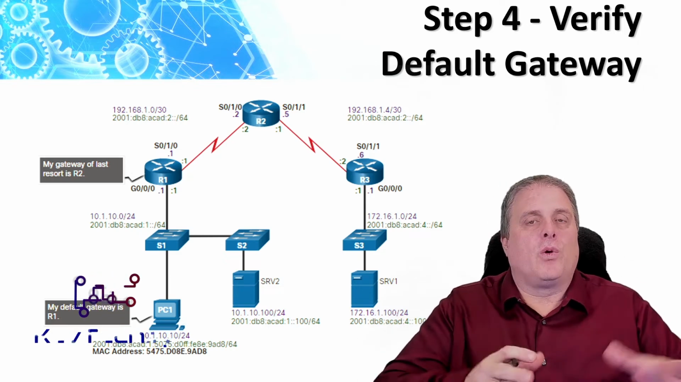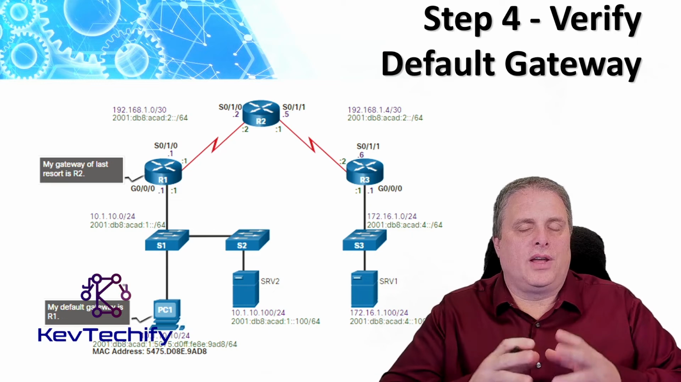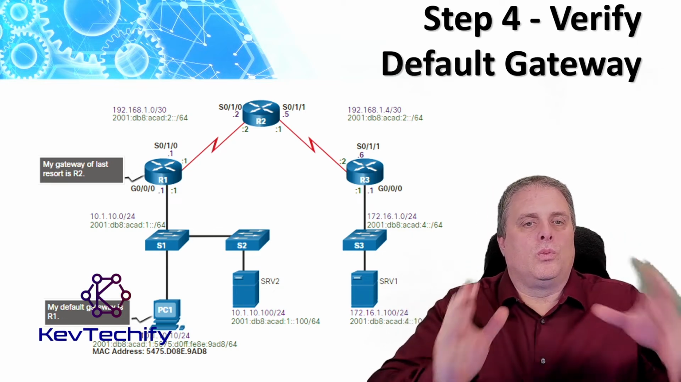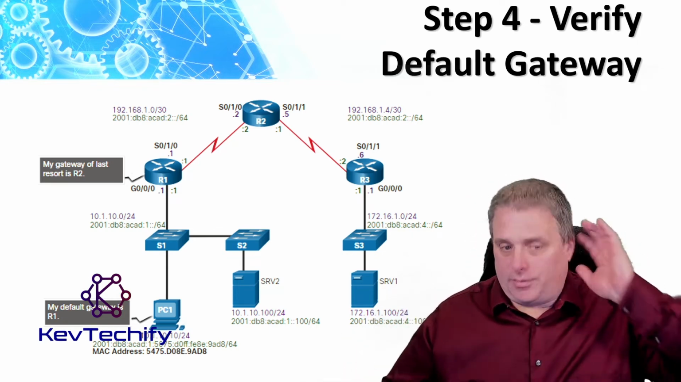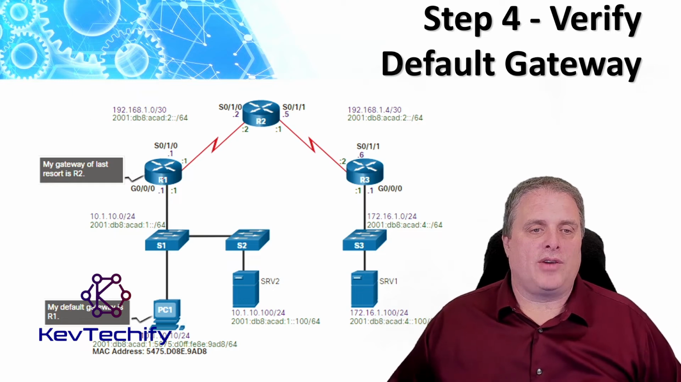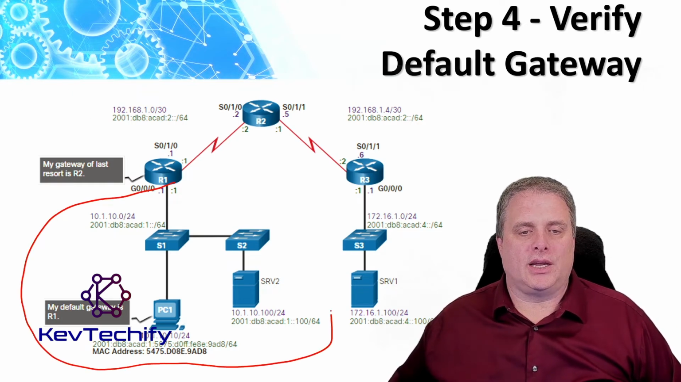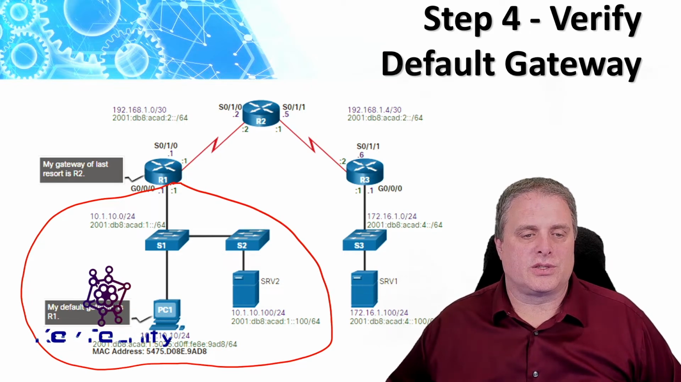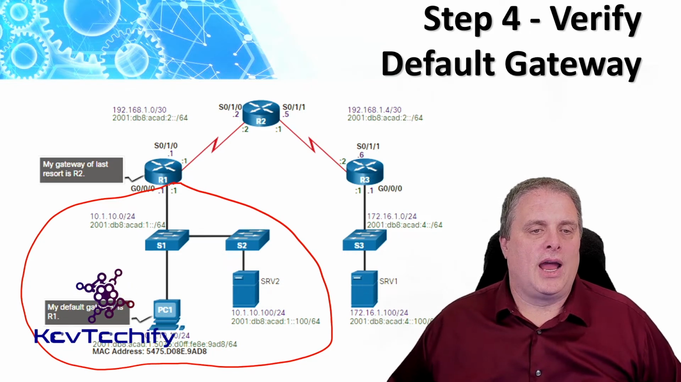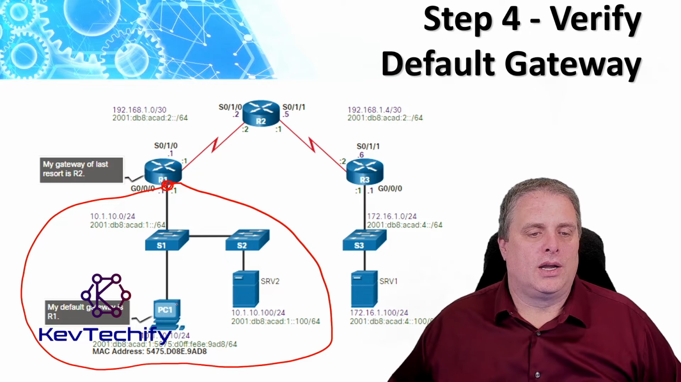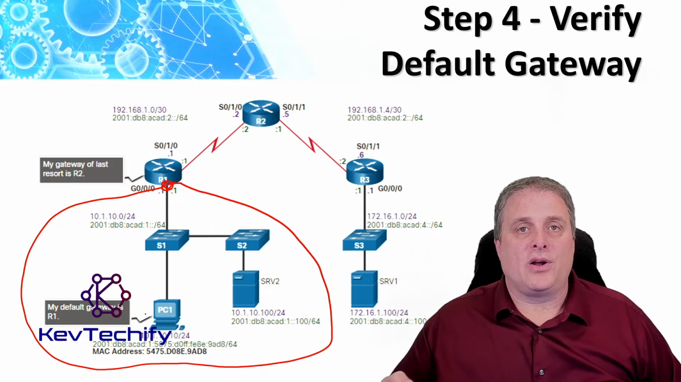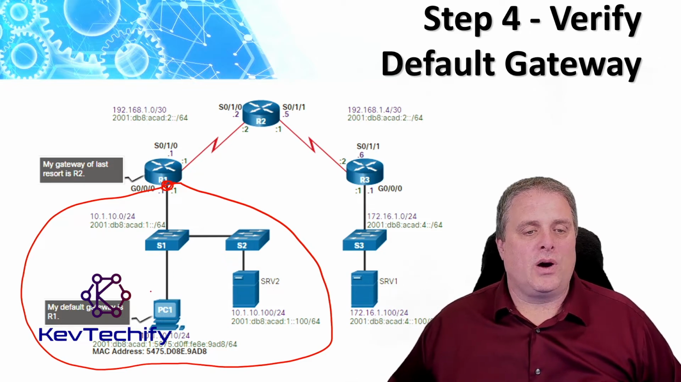PCs and servers have one way to verify their default gateway. Routing devices have another way. When we're looking at our PC, we have our network here. This is the local area network for our PC. It includes all of these devices: the switches, the PCs, the server, and this port right here. The default gateway is the exit on and off of your network. For PC1, your default gateway is this point right here.